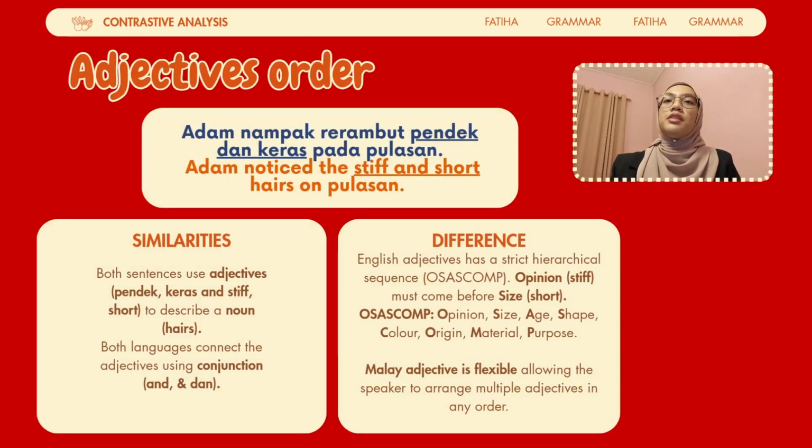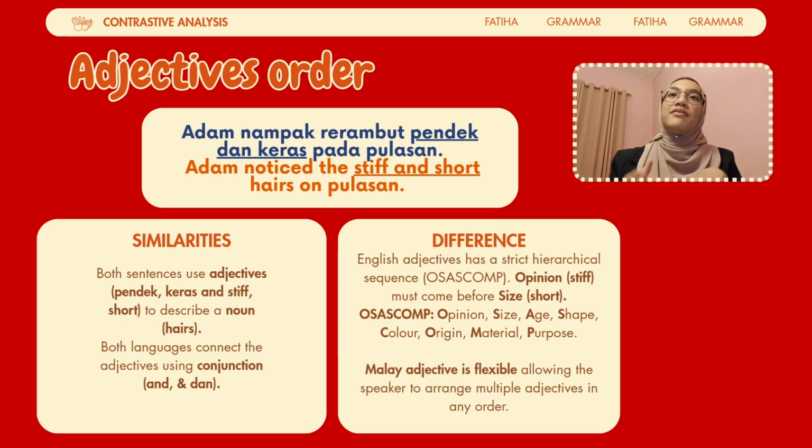Next, let's look at our example under the grammar section. We are examining how English and Malay handle multiple descriptions or adjectives for a single noun. The source text reads, Adam nampak rambut pendek dan keras pada Pulasan, which was translated into English as Adam noticed the stiff and short hairs on Pulasan. If you look at the grammatical similarity first, both languages allow a speaker to string multiple adjectives together using a conjunction, which is dan, to describe a single target noun, which is rambut and hairs.